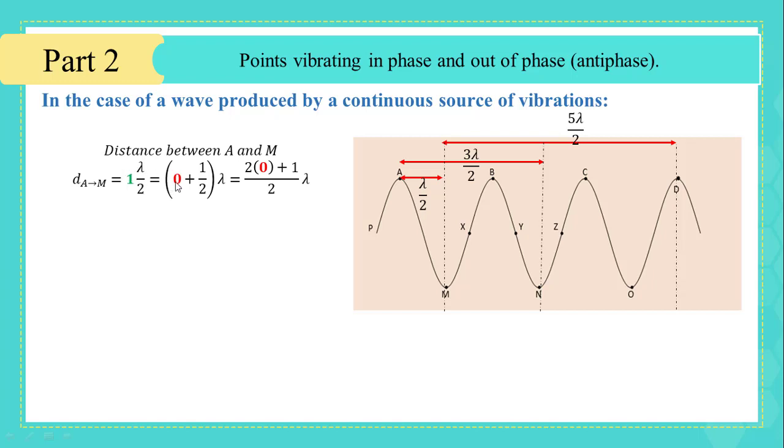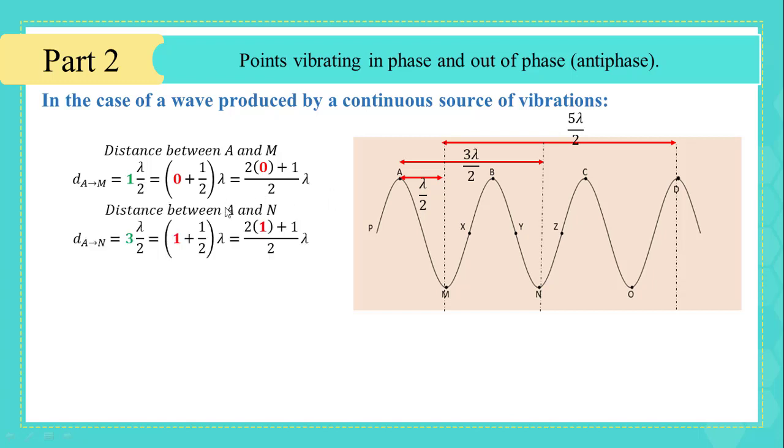lambda over 2 is equal to 0 plus half, all multiplied by lambda. If we find the common denominator of these two fractions, then we will have (2 times 0 plus 1) divided by 2, multiplied by lambda.